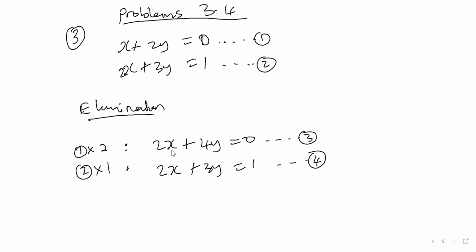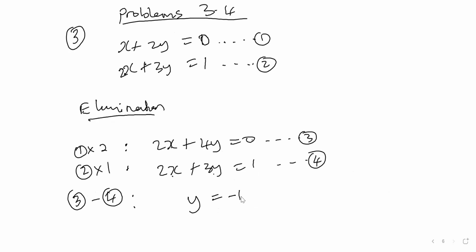Now my coefficients of the x's are the same. I can subtract equation 3 minus equation 4 to eliminate x. 2x minus 2x is 0. And then 4y minus 3y is y, equals 0 minus 1 is negative 1. So straight away from my subtraction, I get my value for y. y equals minus 1.